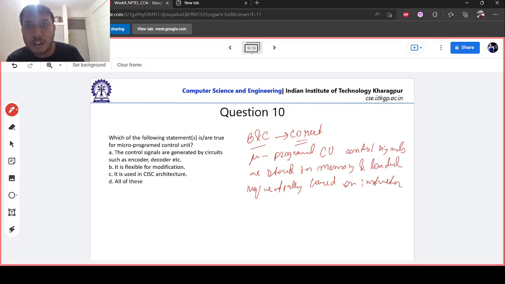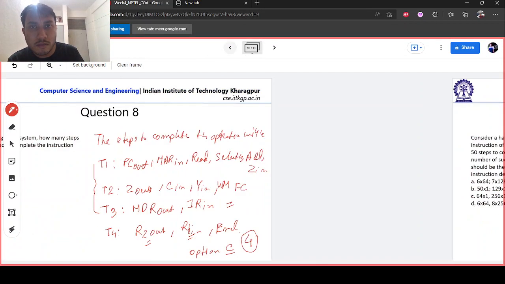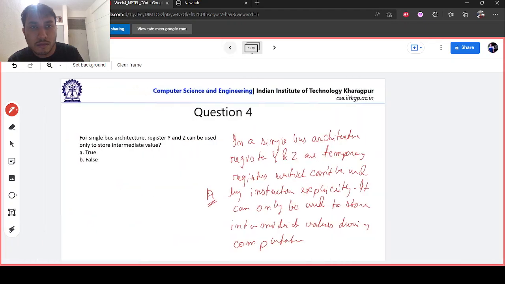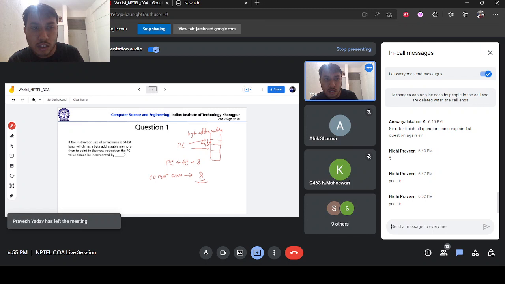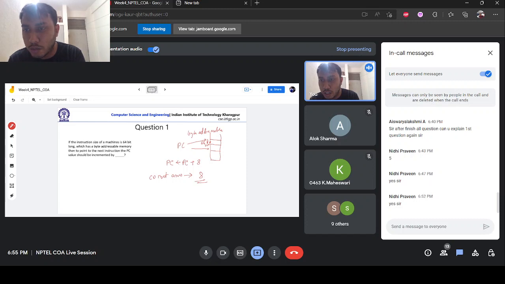Question 1. Okay, I will show question 1. So question 1 says, if the instruction of a machine is 64-bit long, and it has a byte addressable memory, then to point to the next instruction, what PC value should be indicated by the PC?